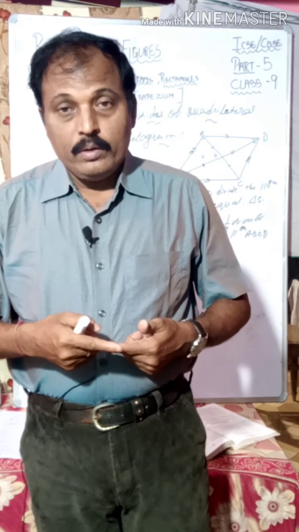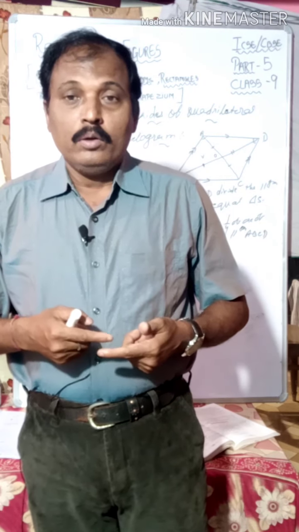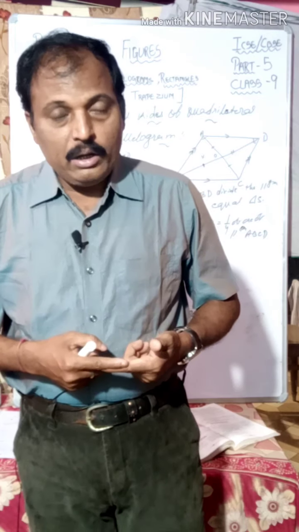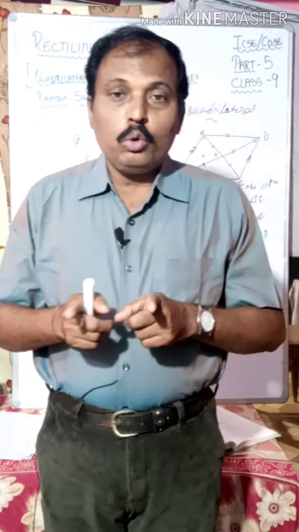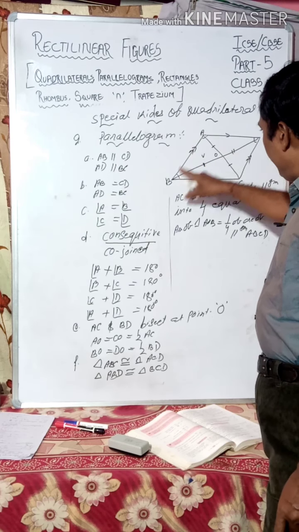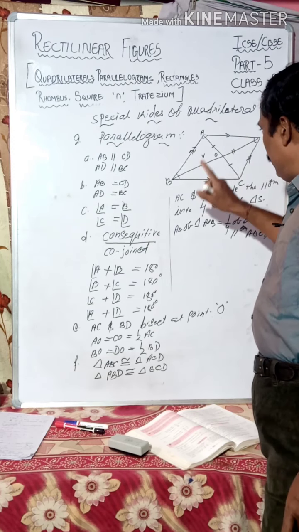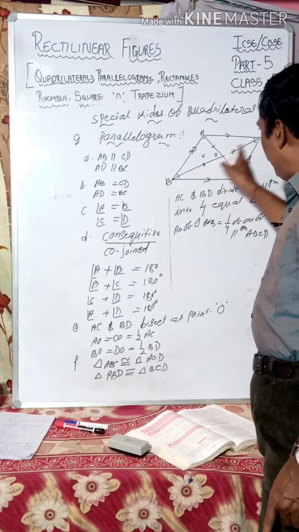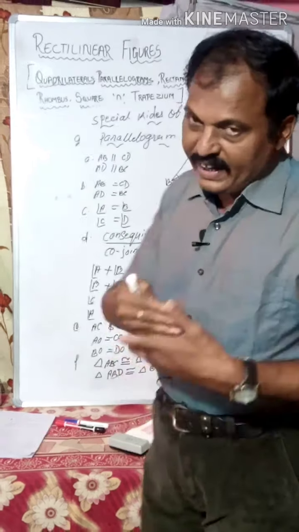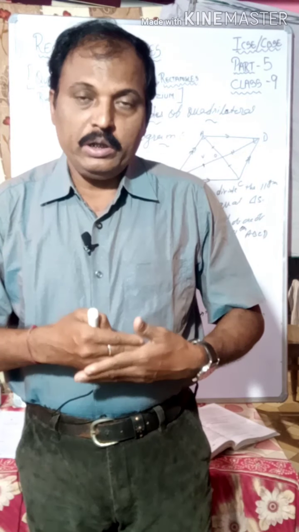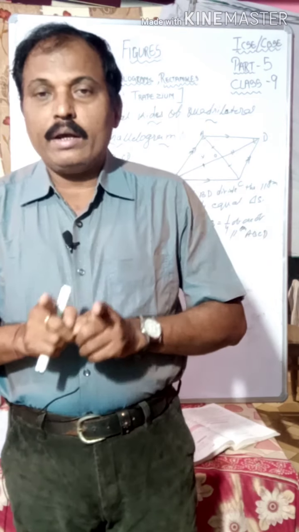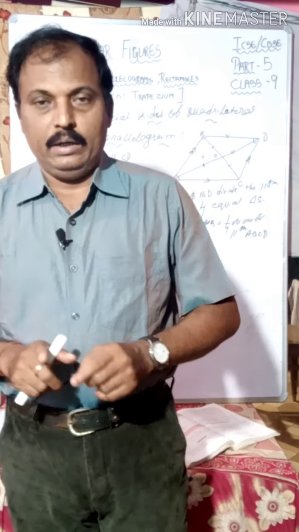Next, in a parallelogram, each diagonal divides the parallelogram into two congruent triangles. If we take the diagonal AC, triangle ABC is congruent to triangle ADC, and if we take the diagonal BD, triangle ABD is congruent to triangle BCD. Congruent triangles have equal areas. So each diagonal divides the parallelogram into two triangles of equal area.